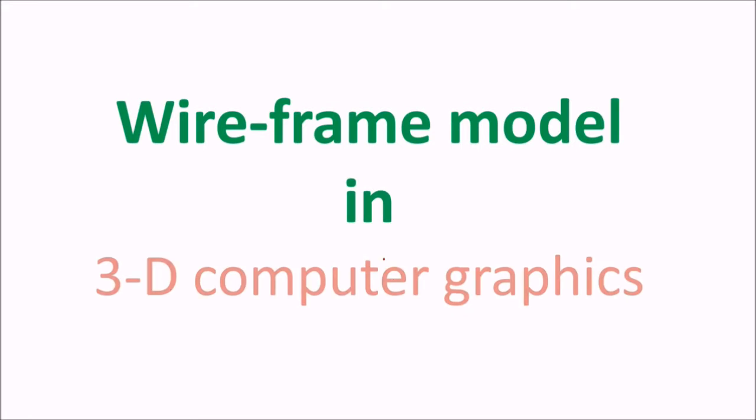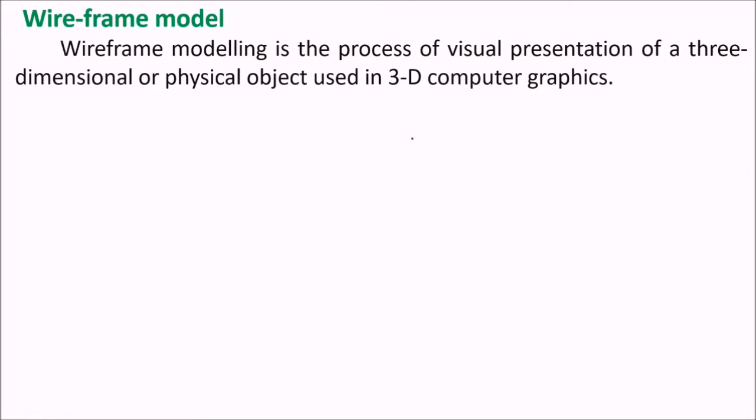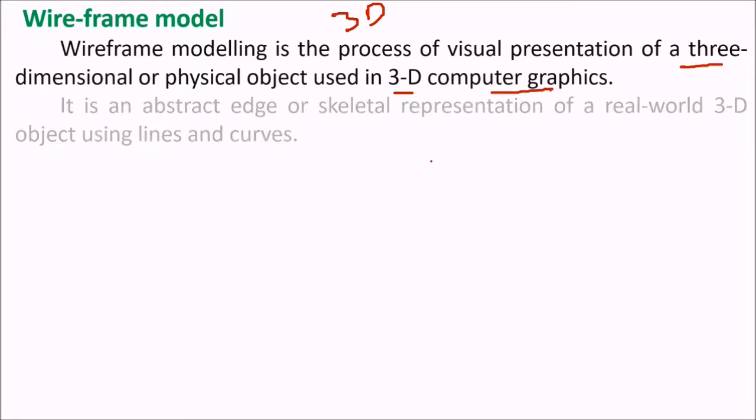So we are looking at the wireframe model in 3D computer graphics. What do we mean when we say wireframe model? This seems to be quite intuitive, but we really need to understand what exactly it is. Wireframe modeling is the process of visual representation of a 3D or physical object used in 3D computer graphics.